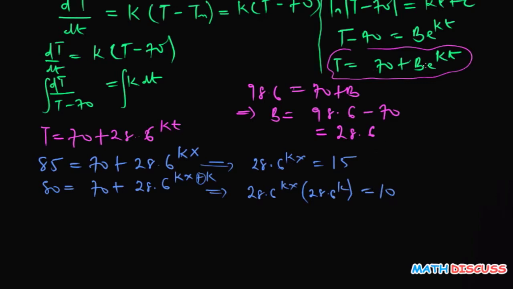Oh, I think we must have made some little error here. So we have b e to the power kt. So this is going to be e. There should be an e here. Sorry for that. So there should be an e here. So we need to clean this area here.